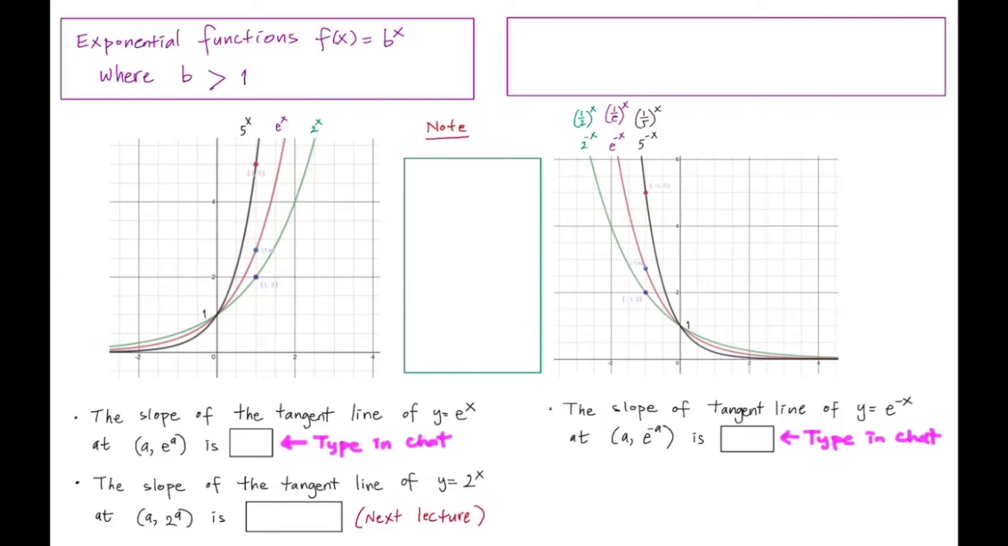So the slope of the tangent line of this graph is just the same value as the function itself, so e to the a. And if the base is not e, if it's something else like 2, we will learn later how to compute this.